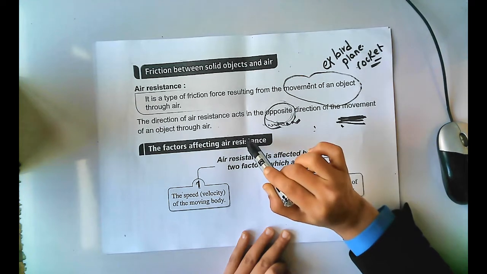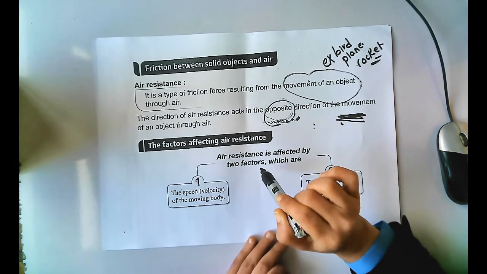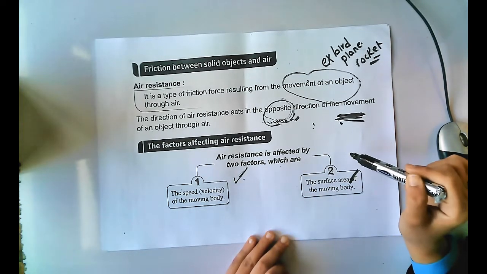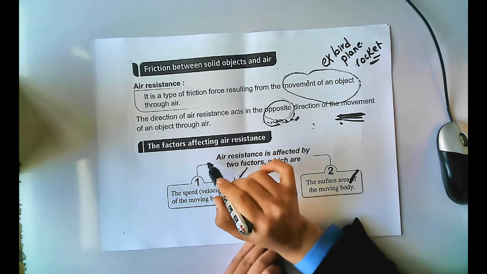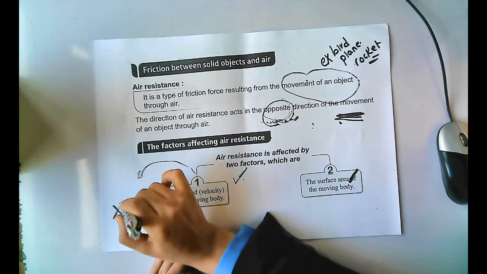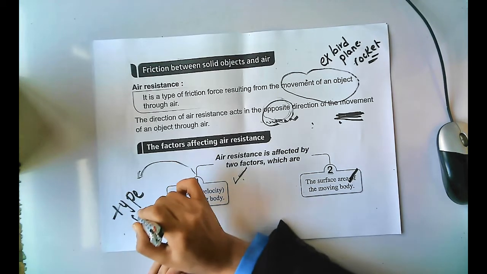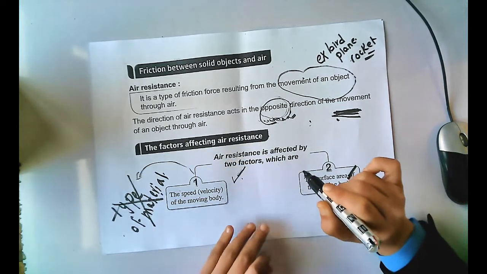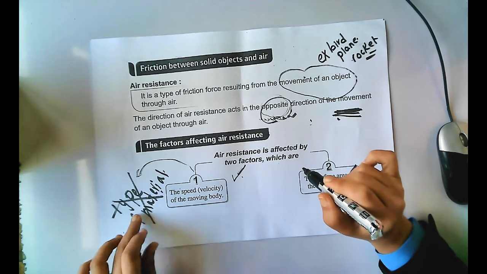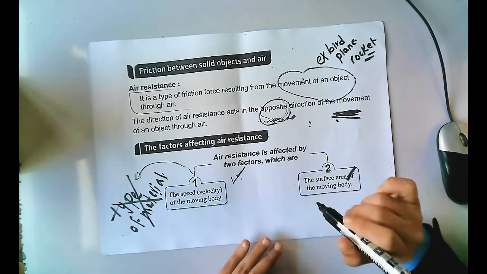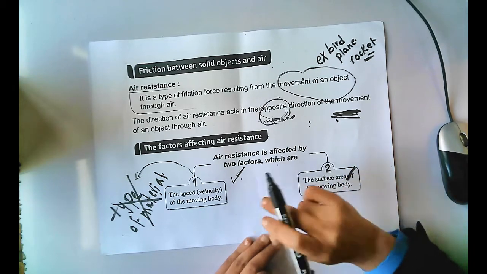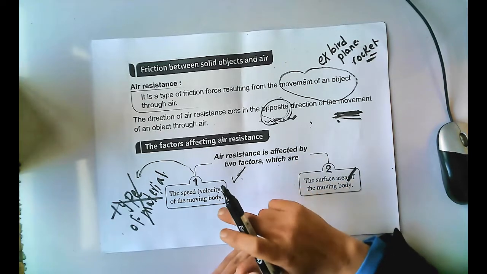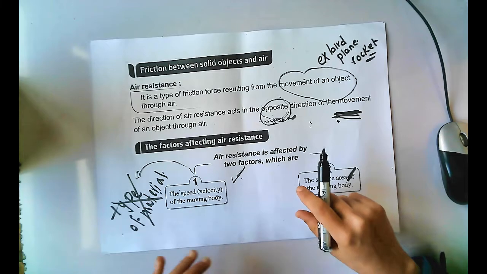What are the factors of the air resistance? The factors of air resistance are the speed and the surface area. What about the type of material? No, there is no type of material here. This factor is not found in this friction. There are only factors which affect the air resistance, which are the speed of the body and the surface area.